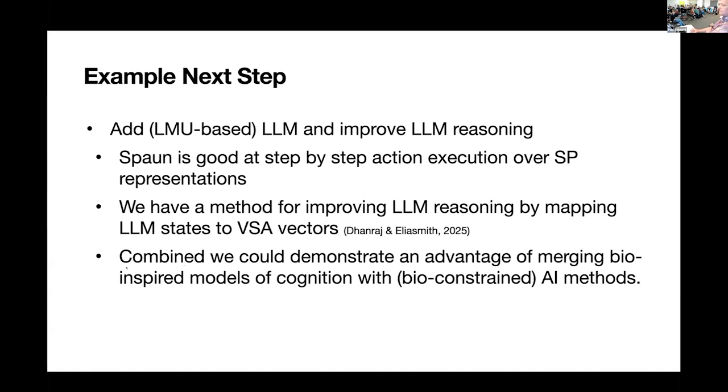And ideally, if we combine these two things, we can demonstrate this advantage of merging a bio-inspired model of cognition, so SPAWN, with a biologically constrained but AI-driven method. And part of the bio constraint would be why I would pick an SSM type of model up here, right? Because then it's recurrent and it's much more biologically plausible.